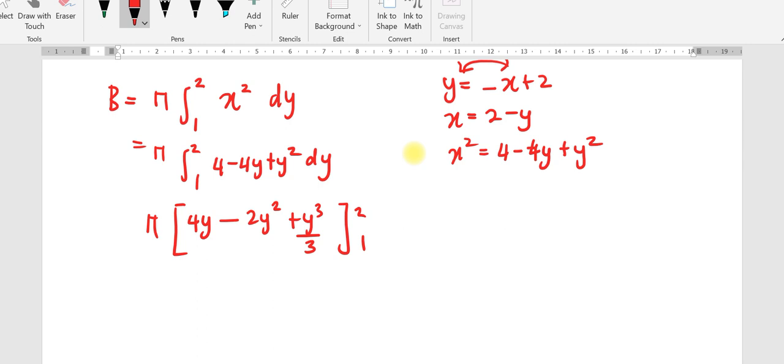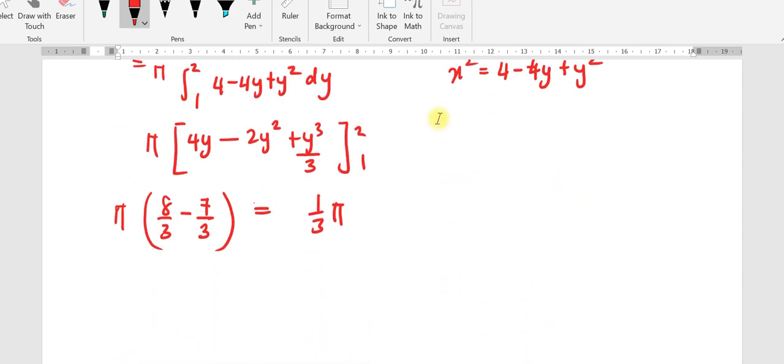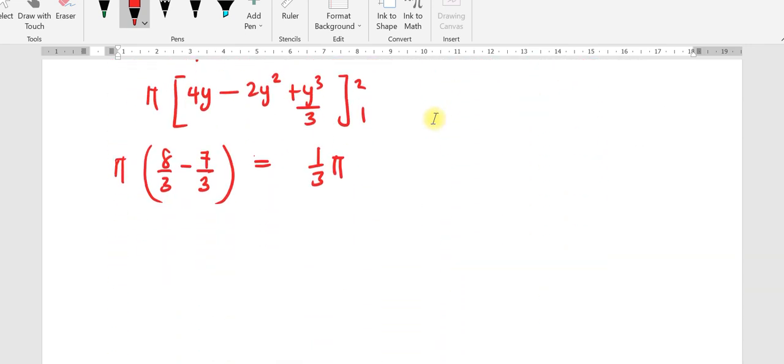Substitute 2 first. For 2, 4 times 2 minus 2 times 2 square plus 2 cube over 3. So you'll get 8 over 3 minus. Okay, now we substitute 1. You get 7 over 3. Okay, pi. So what do you get? 1 over 3 pi. So we need to add both. 1 over 5 and 1 over 3.